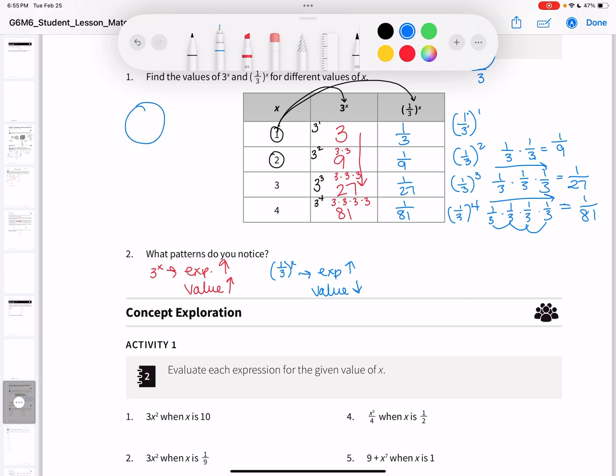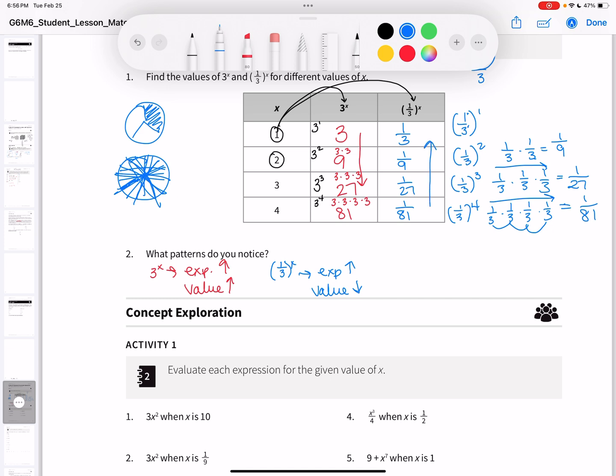So if I had 1/3 of a pizza, that's going to have a lot more than 1/81st of a pizza, which I can't even do. I can't even get it that small. 1/81st of a pizza. Okay, so this actually decreases. It gets larger going this way.